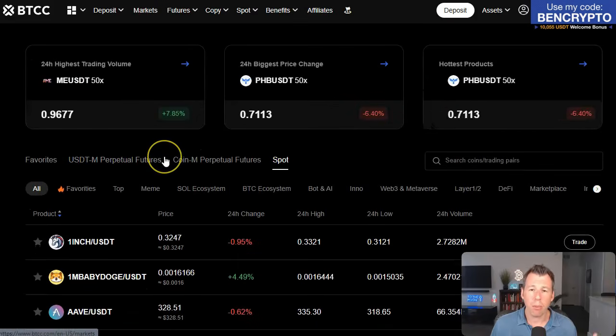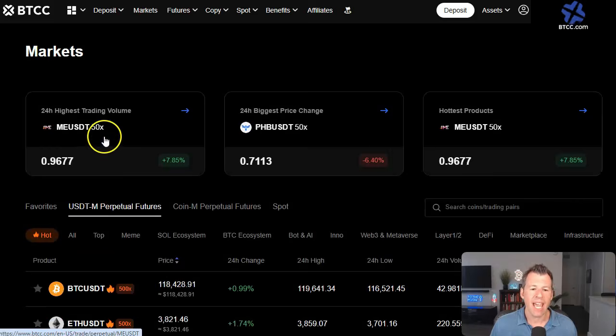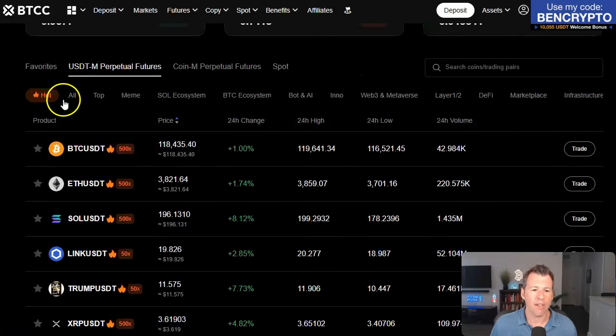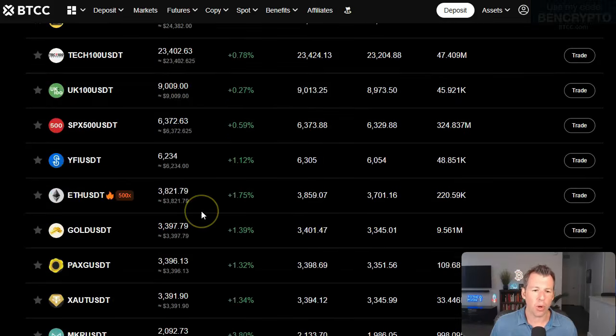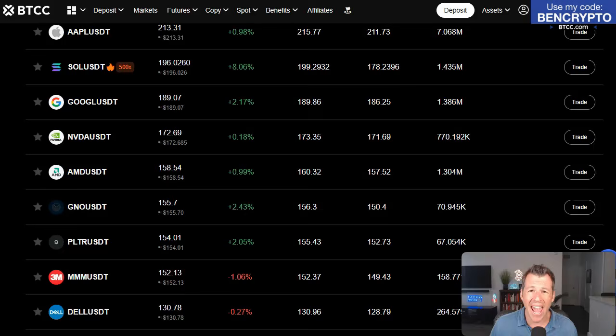And then for perpetuals or futures coins, you're going to click on USDT-M perpetuals. And then again, you probably want to toggle all instead of hot. And then there's many more. There's over 300 or 400 coins available for futures trading with up to 500x leverage.